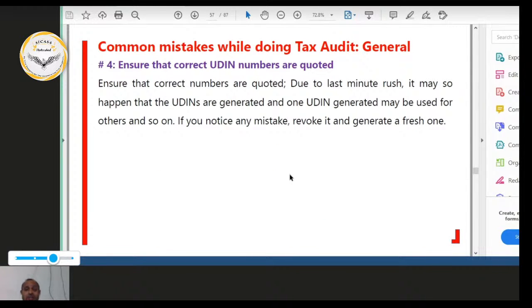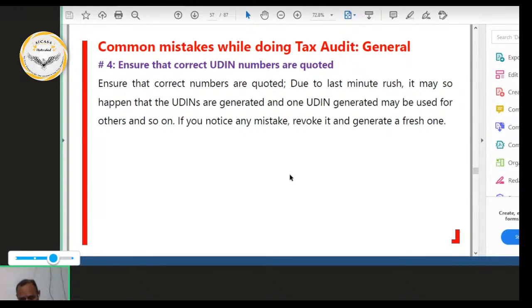Then ensure that correct UDIN numbers are quoted. They generated 5 UDIN numbers. See, if 10 tax audit reports are filed, 10 UDIN numbers are quoted. So for each respective report, quote the relevant UDIN number only. Normally what happens? 10 numbers are generated, then Control C, Control V. Instead of copying from one row, he skipped one row, because of which things have gone for a toss. As of today, it is not visible in 3CD. The utility is getting changed, which means next year, going forward, they will change that, so it will be appearing in your 3CD also.